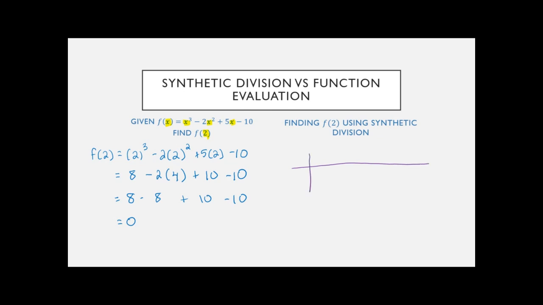So along the top right, I put my coefficients. x cubed doesn't have a number, so that's going to be a 1. Then I have my x squared, so that's -2. Then I have 5, and then I have minus 10. Then on the bottom left, we want f of 2, so I'm going to put 2 right there. And then the first column in that second row is 1 because it just drops down.